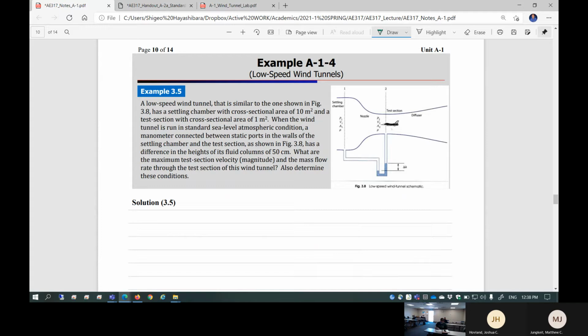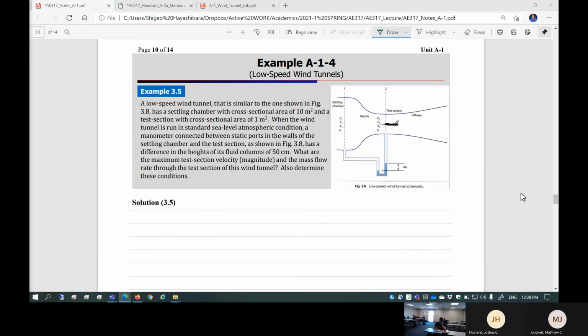Let's take a look at the next page. So this is a low speed wind tunnel similar to the one shown in the figure here. Settling chamber with a cross-sectional area of 10 square meters, and a test section with a cross-sectional area of 1 square meter, which is a very sharp contraction. A 10-to-1 ratio is pretty sharp. I don't know if it's normal. The wind tunnel is run in standard sea level atmospheric conditions, meaning pressure, temperature, and density are all standard. Let's be careful about that.